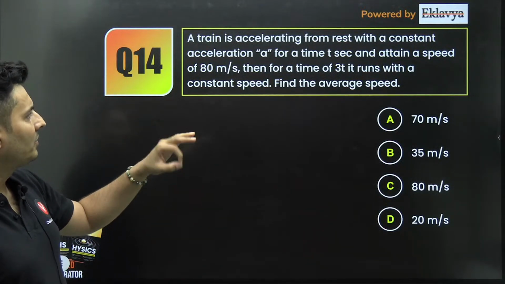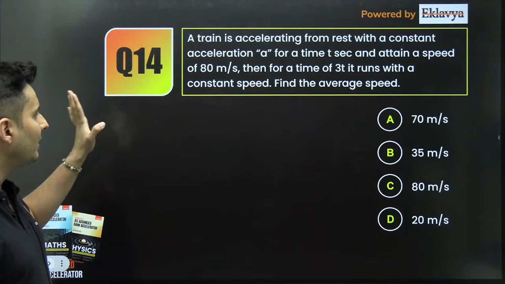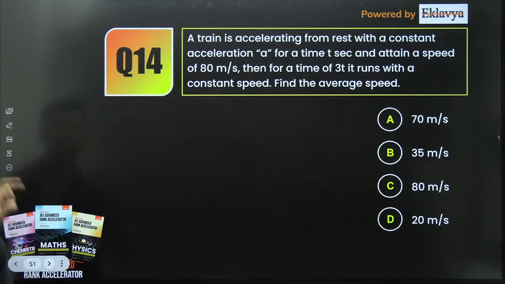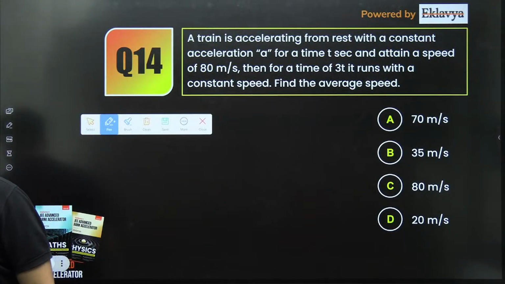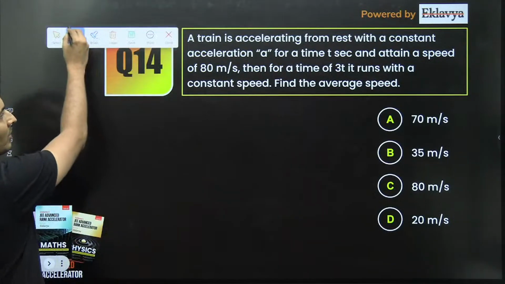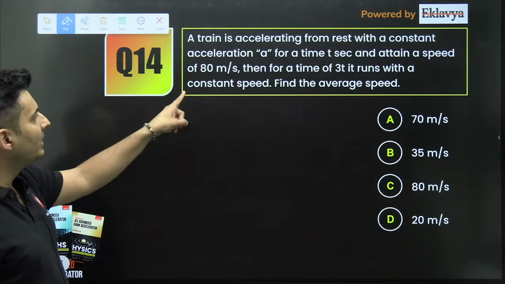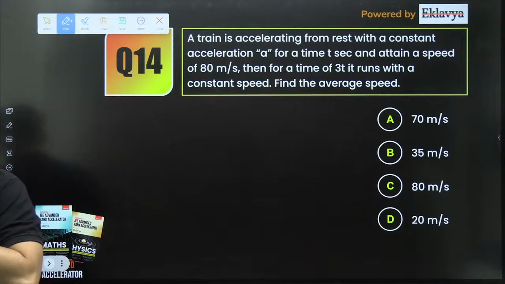Then for a time of 3t it runs with a constant speed. Find the average speed. That is the question. Okay, so in this particular question, the final speed is already given. That means you need to find the distance it travels by the time it reaches 80 meters per second, and then it is going for a time of 3t also.